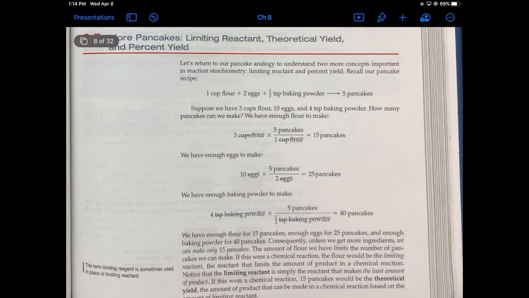And finally, with the baking powder, if we had enough of the other ingredients, again, you always have to say that assumption, then how many pancakes could you make? If you were allowed to use up all the baking powder, it would be 40 pancakes. And so you might be optimistic and thinking positively about making 40 pancakes, but how many are you actually going to be able to make? It's only going to be 15, right? Because that's all the 3 cups of flour will allow you to make.